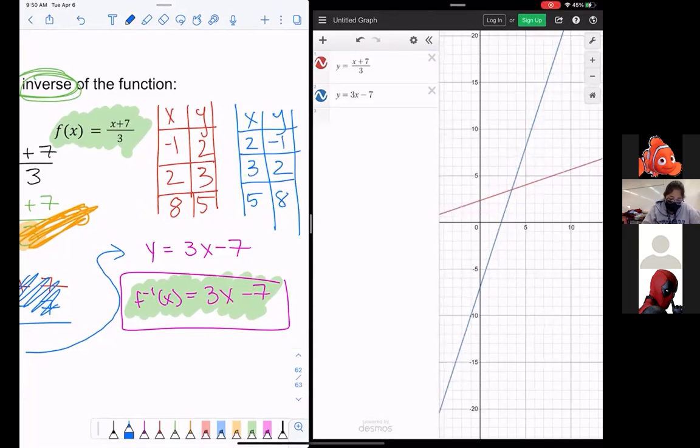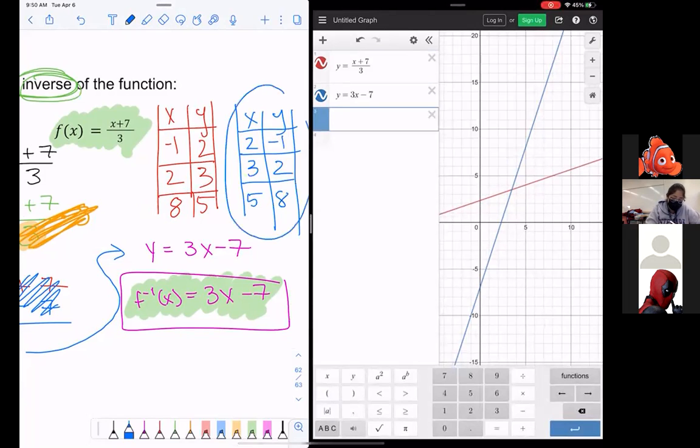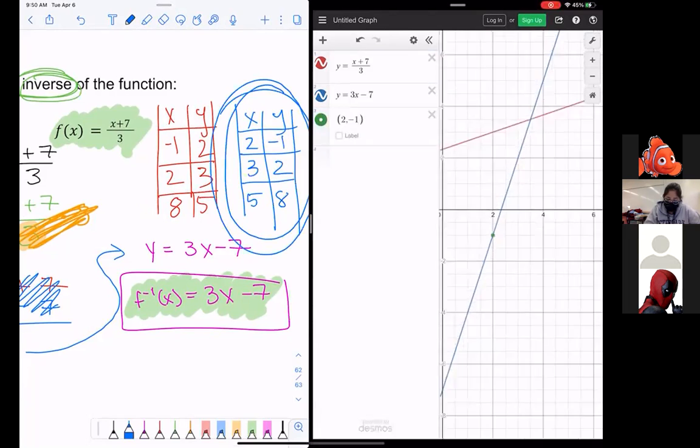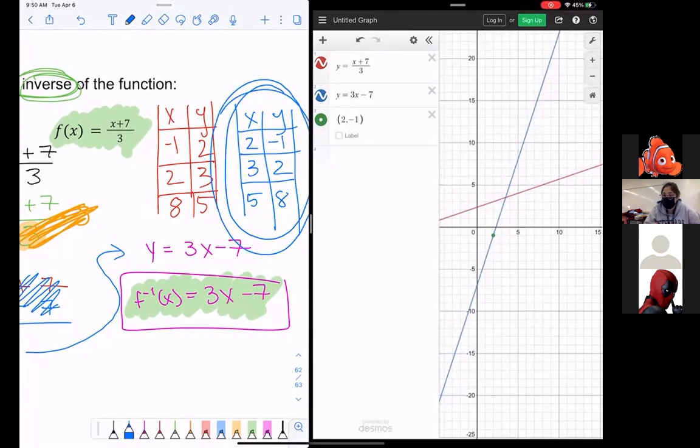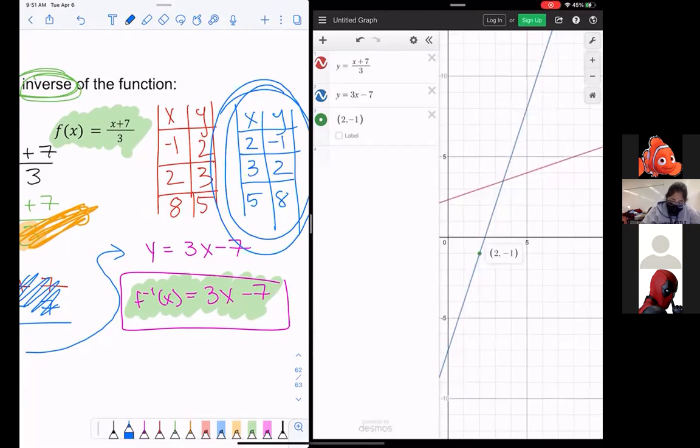So what we're going to do is check that these points land on the blue line. So 2, -1. Is that point on the blue line? This point right there, the green point, did it fall on top of the blue line? Y'all see what I'm looking at? You see it, Brian?